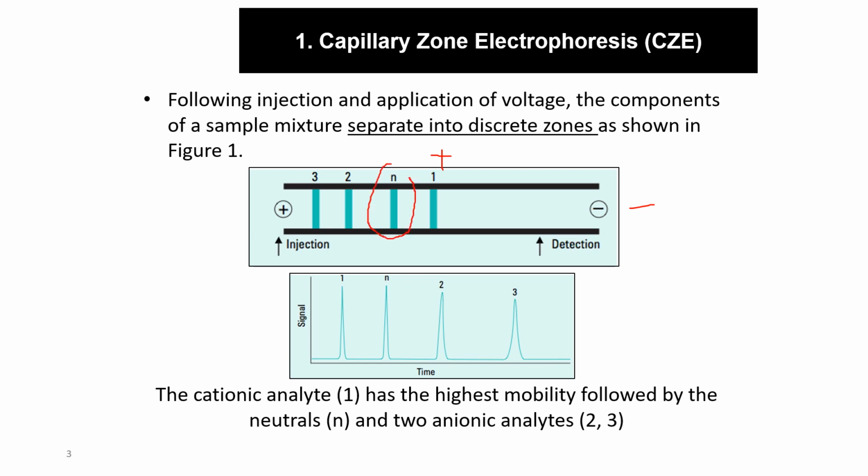Why is neutral also here? Neutral will also move towards the detector because of the EOF pump, remember? But it will not be separated well if it's together with several other neutrals. If let's say you have 3 neutrals, it means that this one peak will represent all 3 neutrals. They cannot be separated. So the first zone will meet the detector first, therefore in the electropherogram it will be the first, and the third zone will be the last, therefore in the electropherogram it will be the last. The other way around.